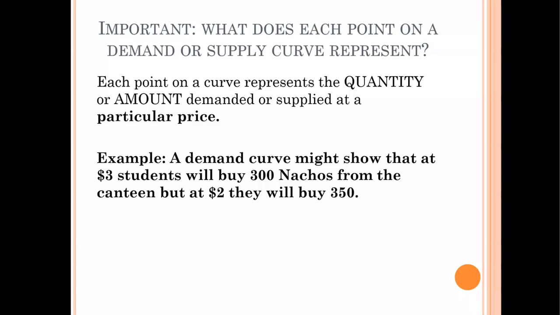It's not one continuous kind of line in actuality. It's a whole series of points plotting price against the amount demanded and price against the amount supplied. So as it says there in the example, a demand curve might show at $3, students would buy 300 nachos from the canteen, if we had one that was still operating. But at $2, they'll buy 350. Each point is a different combination of price and quantity. You'll see why that's important in a minute.